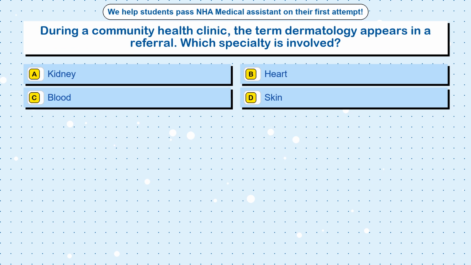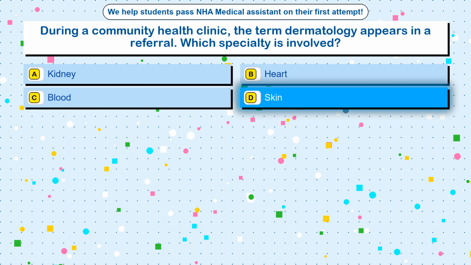Question 15. During a community health clinic, the term dermatology appears in a referral. Which specialty is involved? Option A, kidney. Option B, heart. Option C, the blood. Option D, skin. The correct answer is option D, skin.